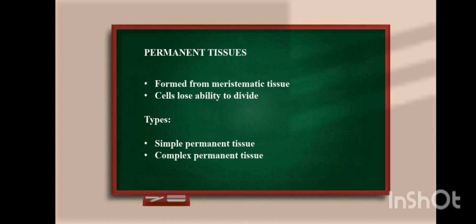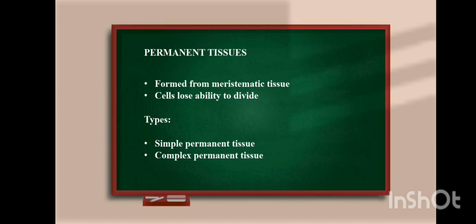Next is permanent tissues. What is permanent tissue? They are formed from the meristematic tissue. From where are the permanent tissues formed? They are formed from the meristematic tissues when the cell loses the ability to divide.